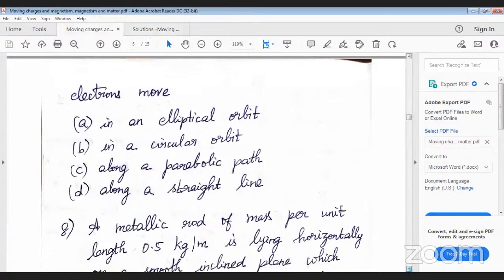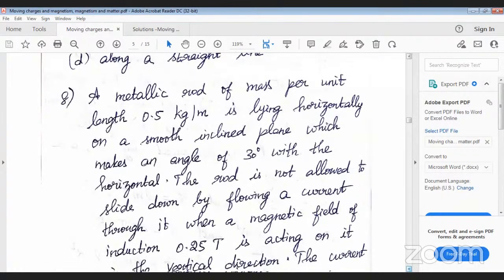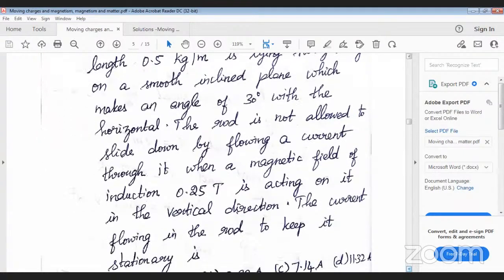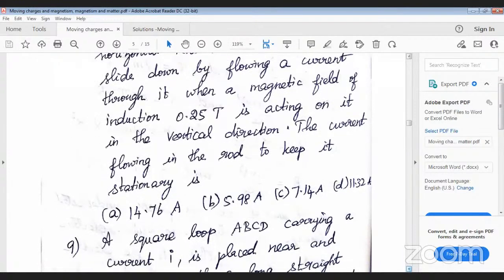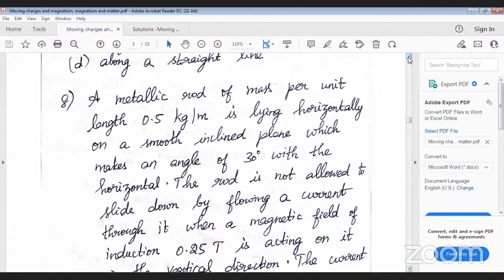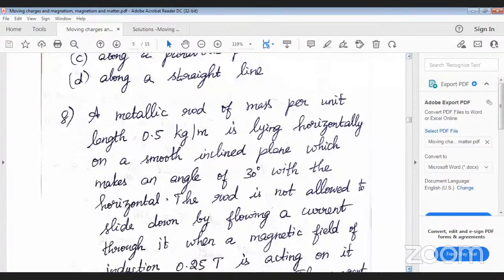And the next question is question number 8. A metallic rod of mass per unit length 0.5 kg per meter is lying horizontally on a smooth inclined plane, which makes an angle of 30 degrees with the horizontal. The rod is not allowed to slide down by flowing a current through it when a magnetic field of induction 0.25 Tesla is acting in the vertical direction. The current flowing in the rod to keep it stationary is, okay, you have a metallic rod of mass per unit length lying horizontally on a smooth inclined plane.